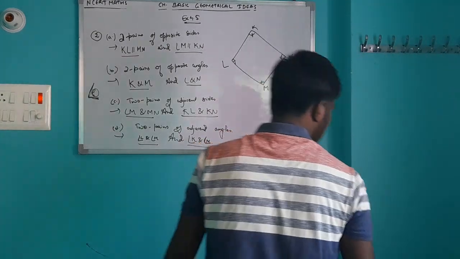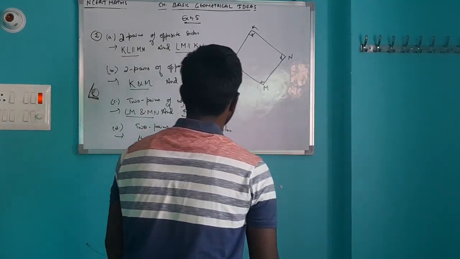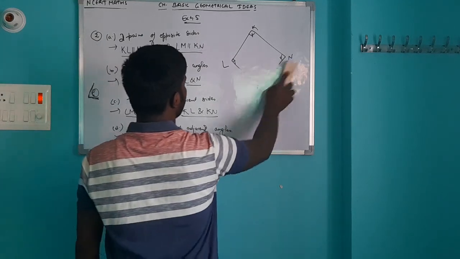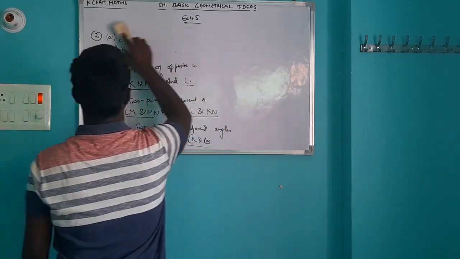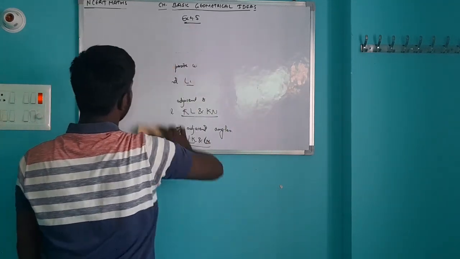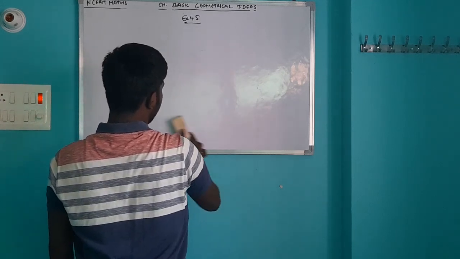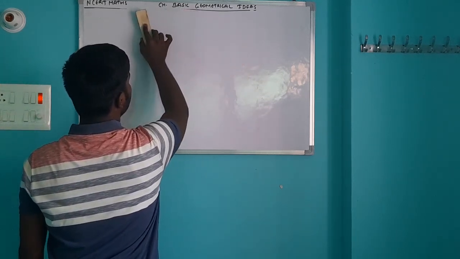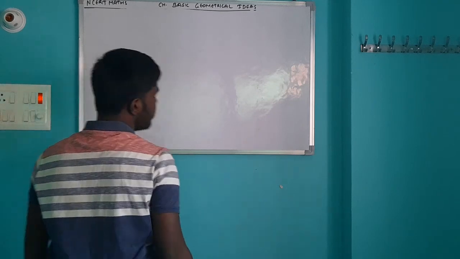So this is all about our fifth exercise of our fourth chapter. The third question is not very useful from your exam point of view, which is based on an activity. So let's move forward and start our next topic, which is circle.